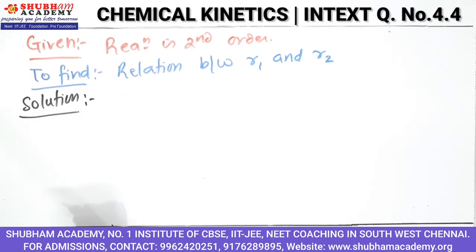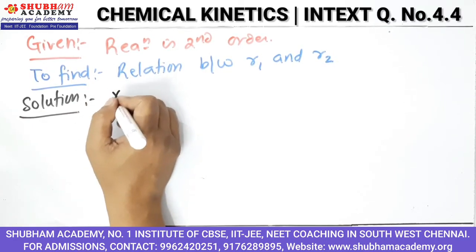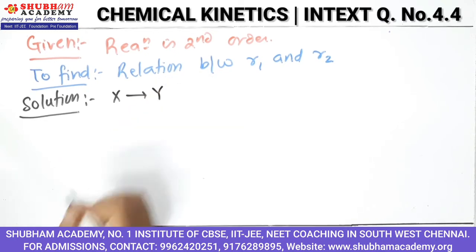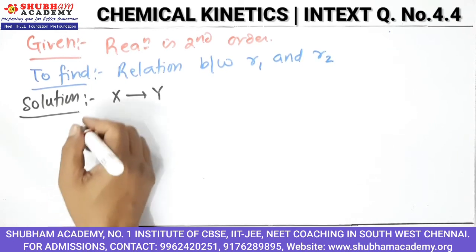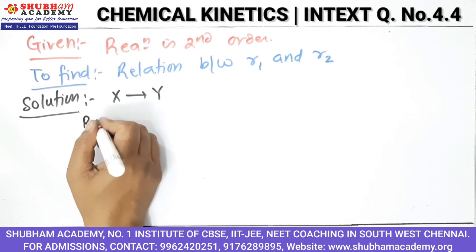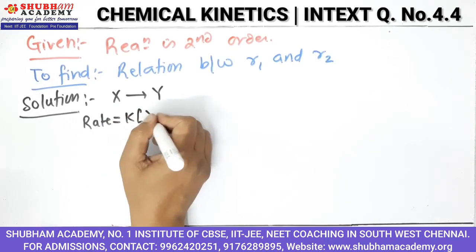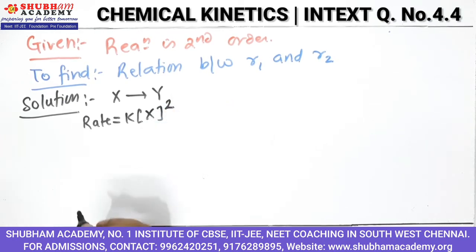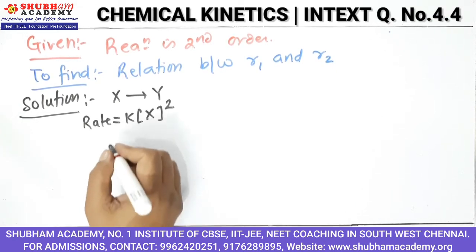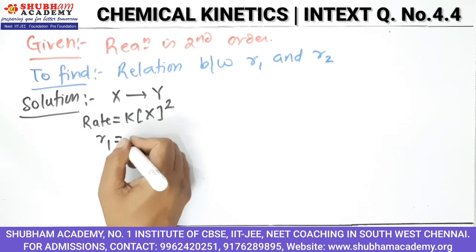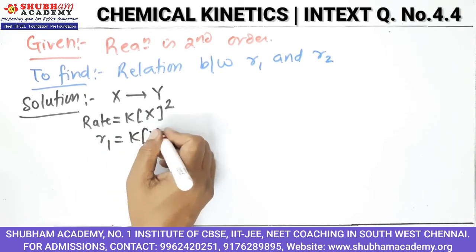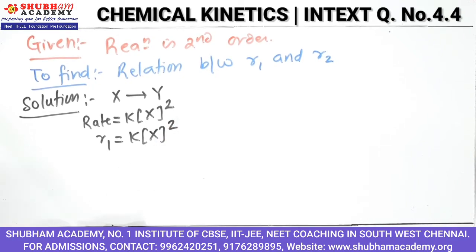Solution: the expression is X gives Y. In the question it is mentioned that it is a second order reaction. So for a second order reaction, my rate expression becomes rate is equal to K into concentration of X power 2, right? So R1 is equal to K into X power 2.